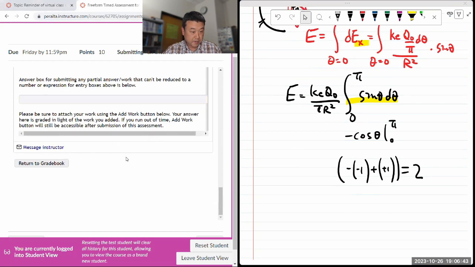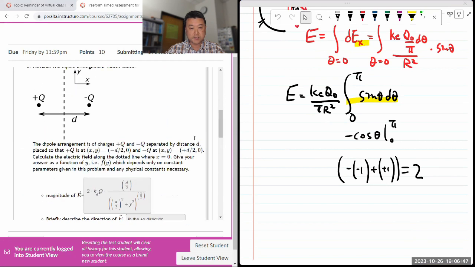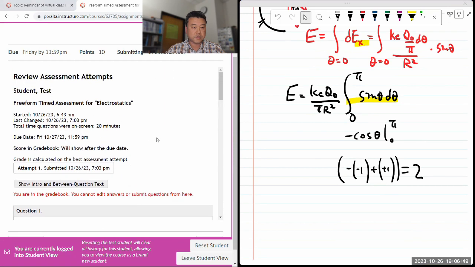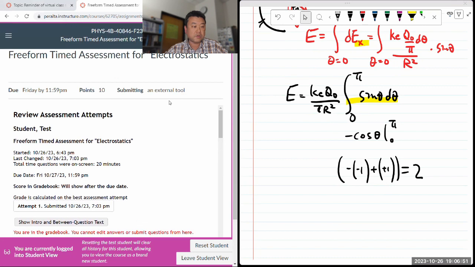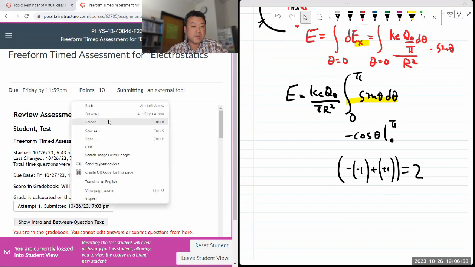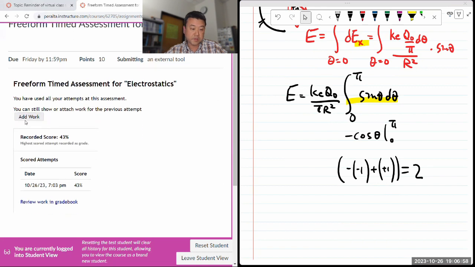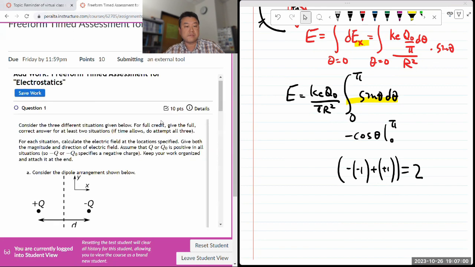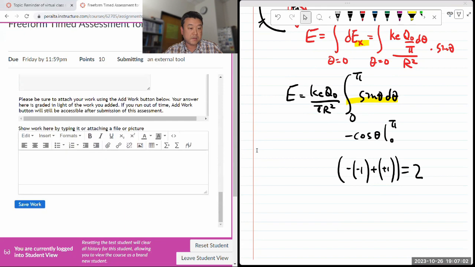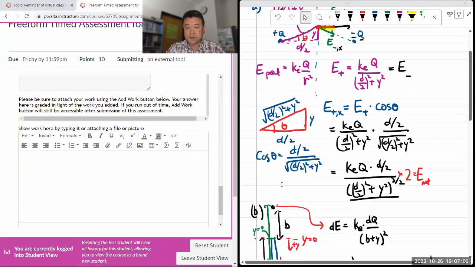So to attach work after the fact, the way you should do it is, in this view, you won't be able to attach work. So the easiest way to get to the screen where you can attach work is to refresh it. When you refresh it, you will get this button for adding work. So go to that and then add work. So let me just add all the work so that I finish this up properly.